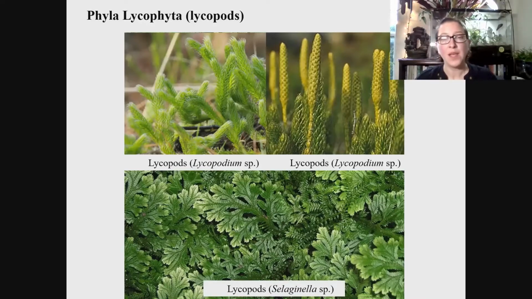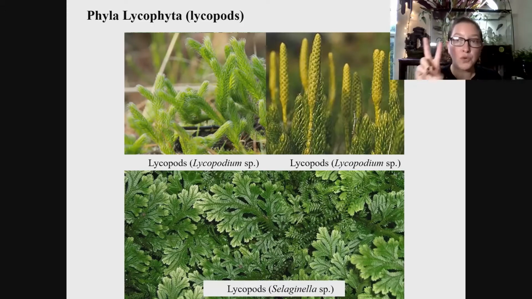So lycopods. If you live in New Jersey, you've probably seen them before and not even known that you've seen them before. They're very common in wooded areas. Maybe to the untrained eye, they look kind of mossy, right? In fact, one of the common names of them is club moss. So yeah, they look a little mossy, but they're not mosses because they have a vascular system, among other things we just talked about.